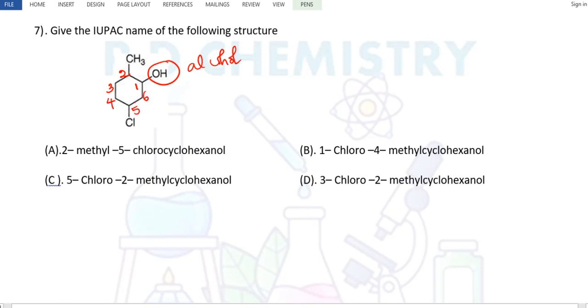6 carbon atoms, cyclohexanol, fine. It should be 5-chloro, 2-methyl. Methyl is M, chloro is C. According to alphabetical order, C comes first. There should be 5-chloro-2-methyl. So what is the option number? Option number is C. Right?